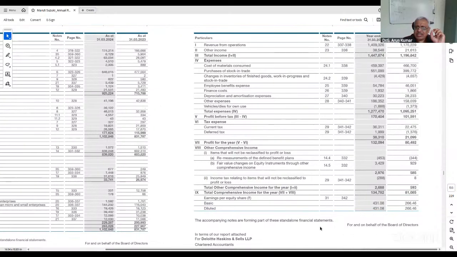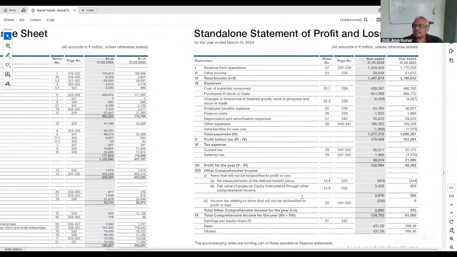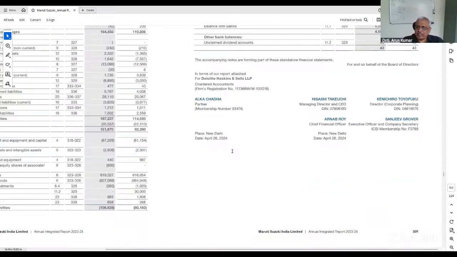The same way is the P&L also, the profit and loss statement. Are there some details? Yes, there are details. For example, let us look at revenue from operations and other income. These two, let us look at schedule number 22 and schedule number 23, on pages 337 and 338.